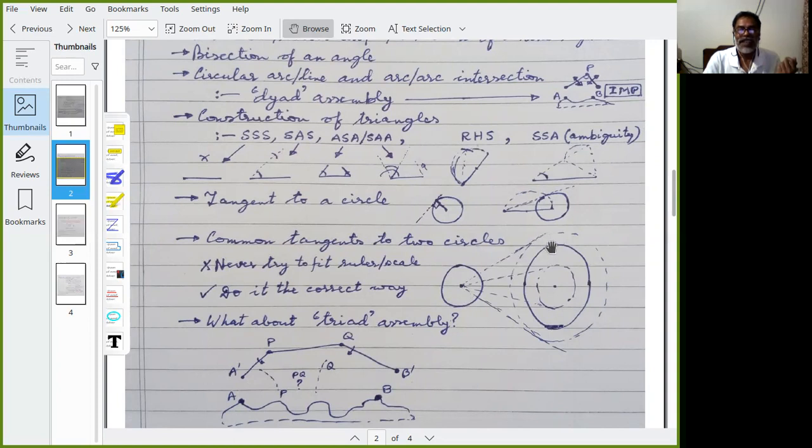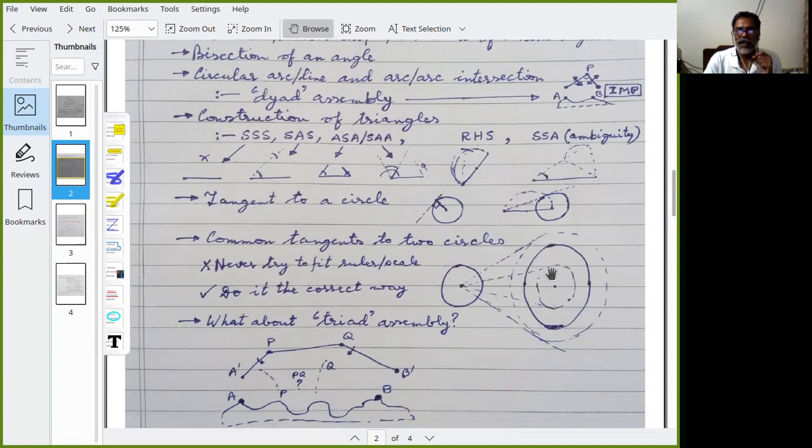So first, take the difference of the two radii. That is R1 minus R2, and with that radius, draw a circle. That means you are shrinking this bigger circle by the radius of the smaller circle. And with the same, you shrink this also, then this gets shrunk to a point. Then from the point, you draw tangents, one here and one here.